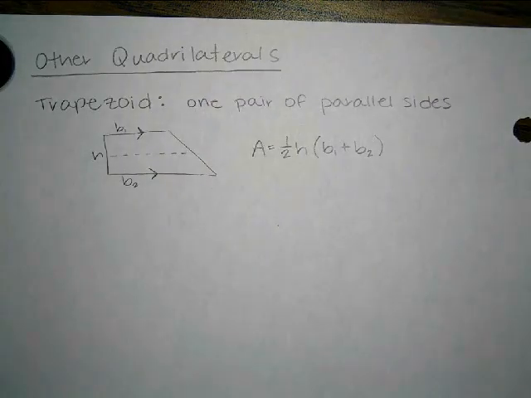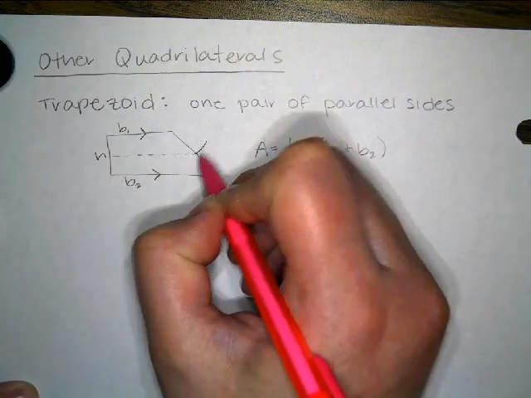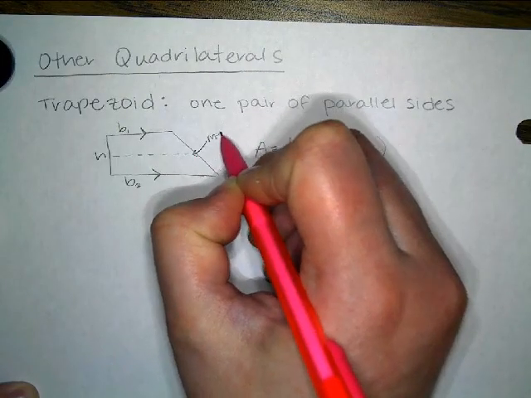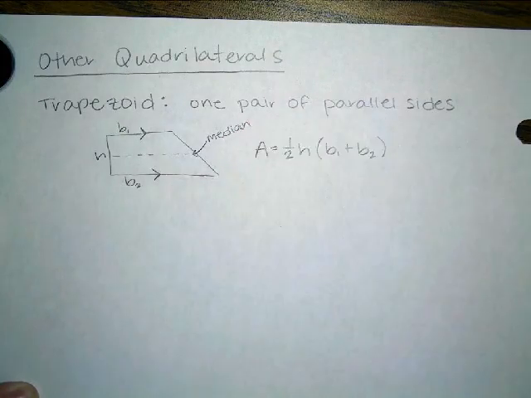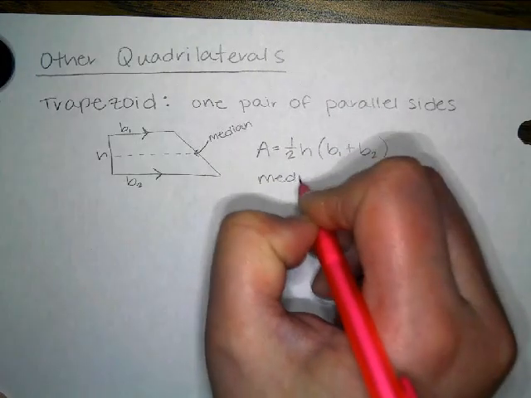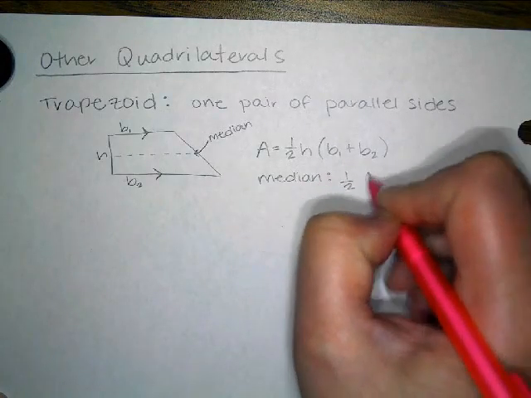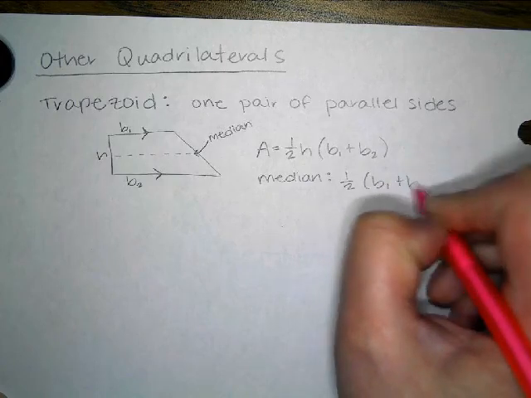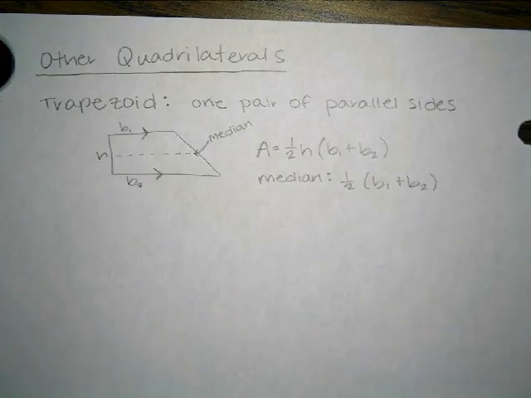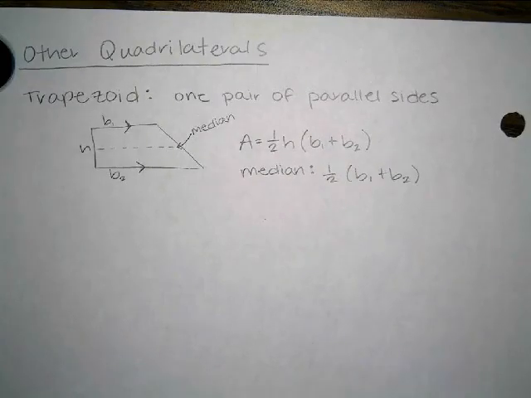All right, this right here, right down the middle, is called the median. It's just the middle. And the median is 1/2 of base 1 plus base 2. Which makes sense, right? Just find the average of them. So add them together, divide it in half. Okay, so that's just any old regular trapezoid.